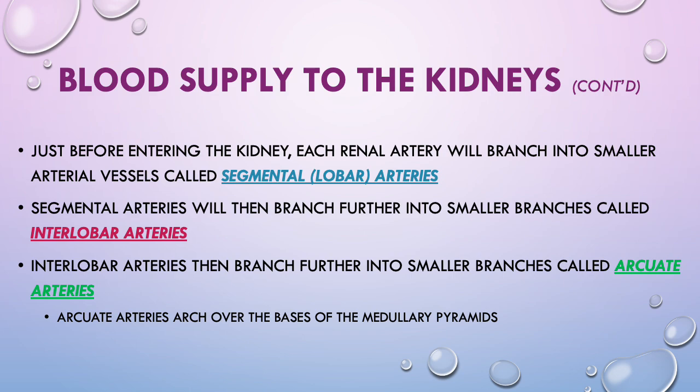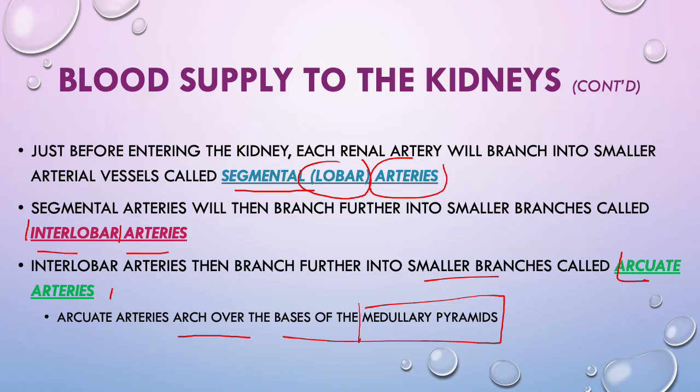So this is where we're going to talk about the branching from the bigger to the smaller, right? So the renal artery is going to branch out into smaller arterial vessels called segmental lobar arteries, okay? And then they're going to branch out into the interlobar arteries because they're in between the lobes, right? And then they're going to branch out into smaller branches called arcuate arteries. Those arteries are called arcuate because they arch over the bases of the medullary pyramids, okay?